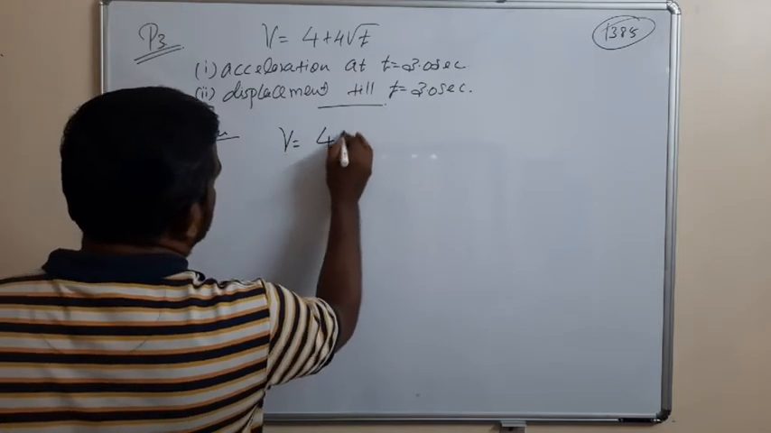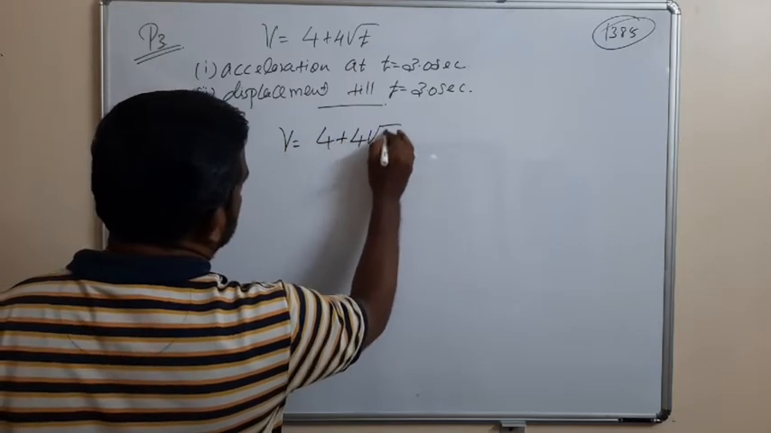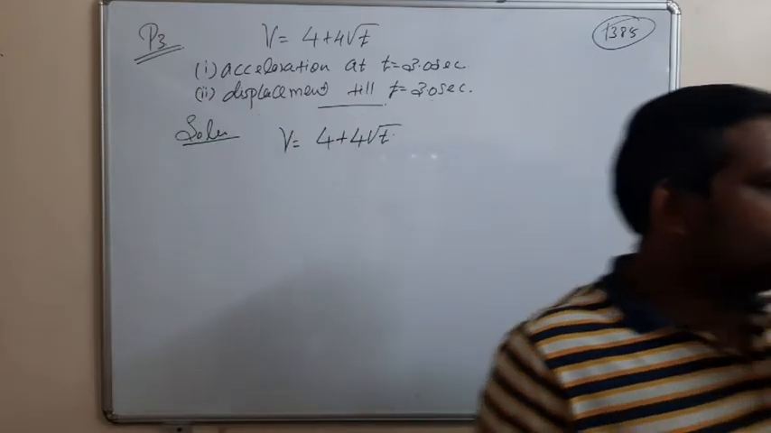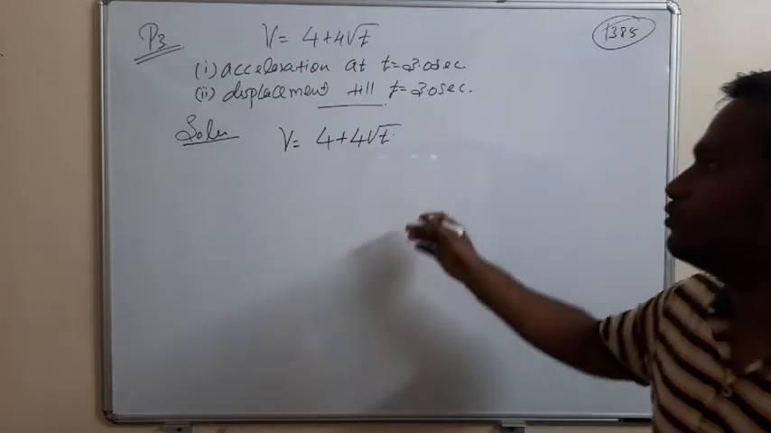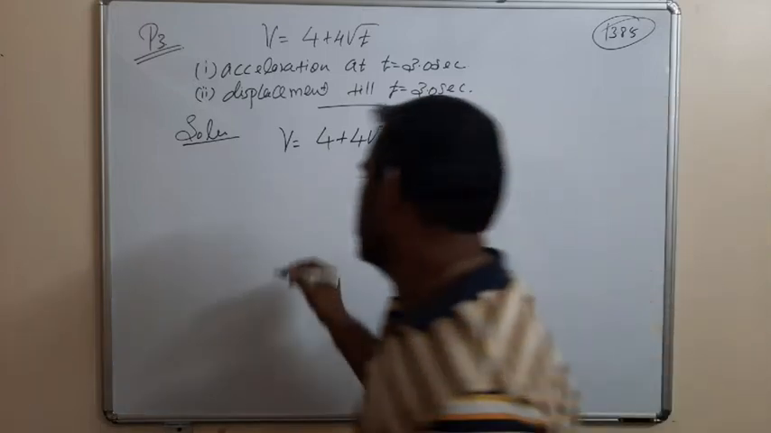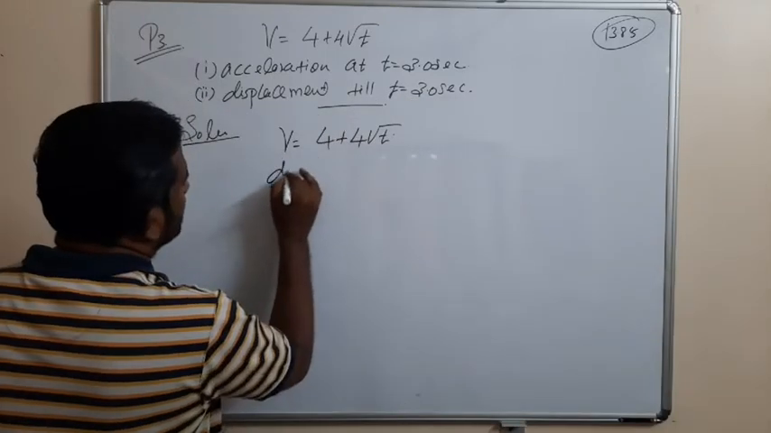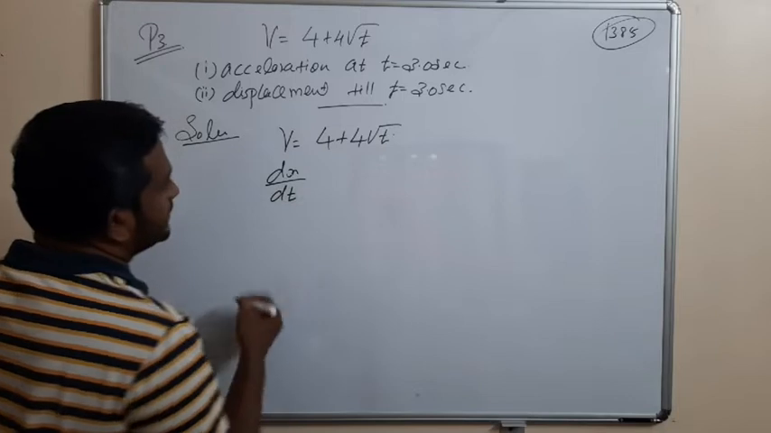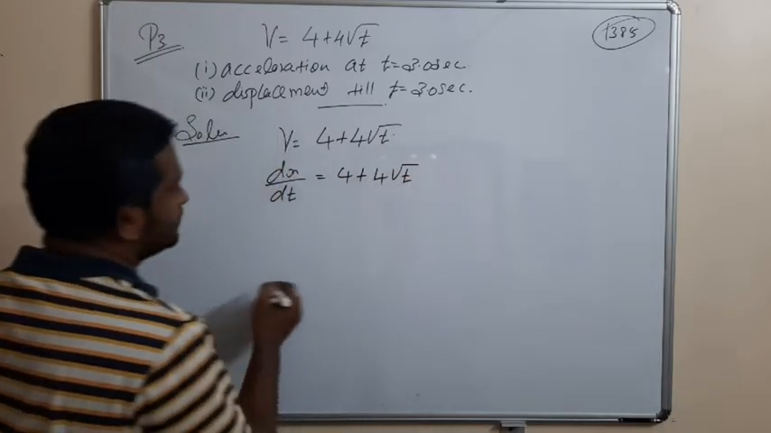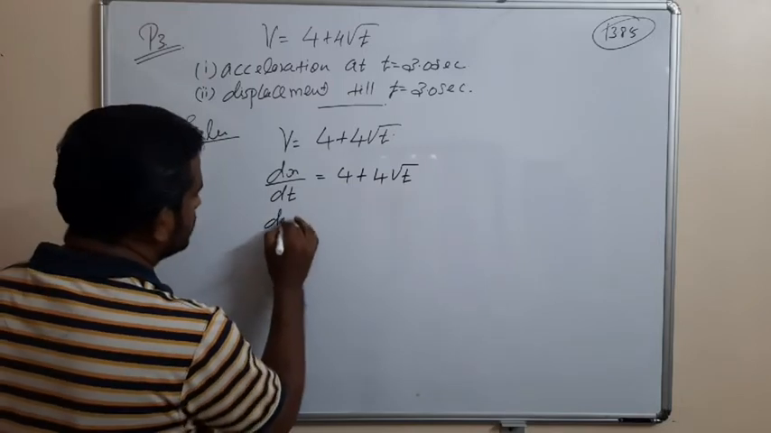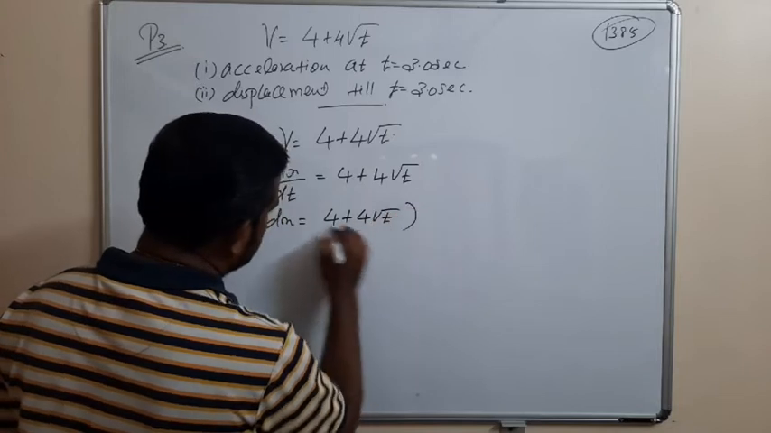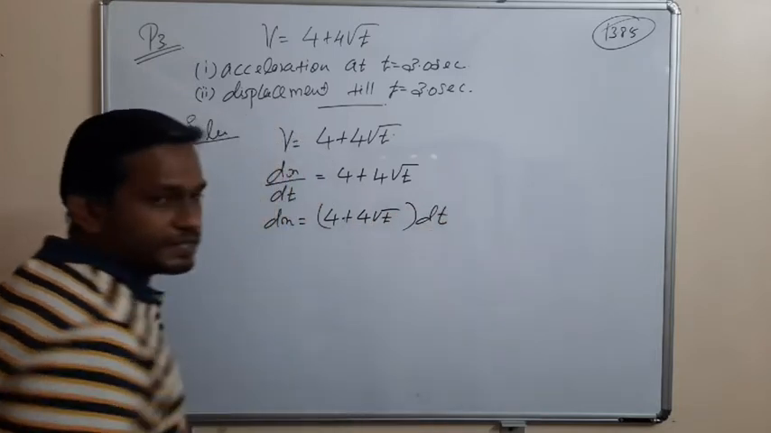V is equal to 4 plus 4 root t. So we have to find the displacement. Instantaneous velocity is given, and to find the displacement we follow three steps. First step, write v is equal to dx by dt, that is equal to 4 plus 4 root t. Separate the variables: dx equal to 4 plus 4 root t into dt.